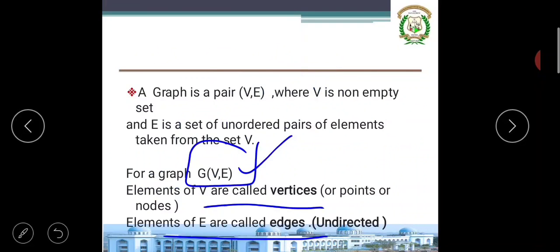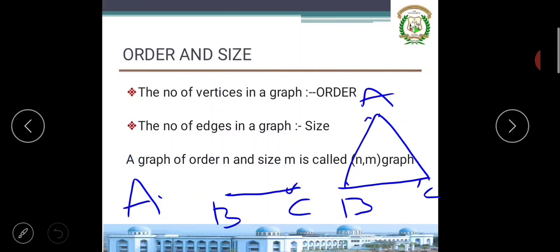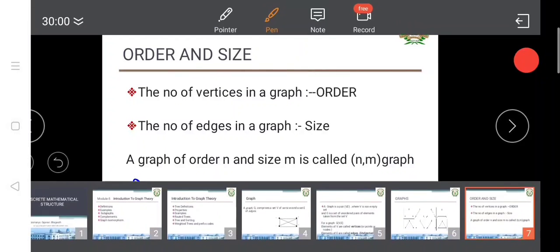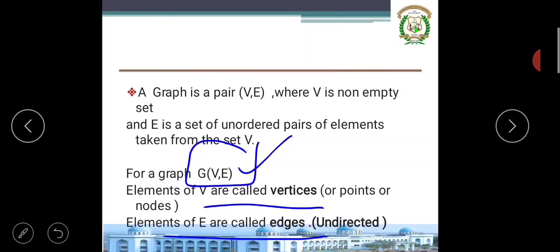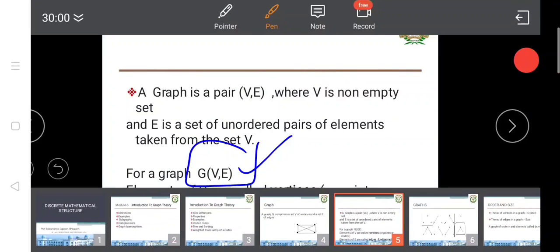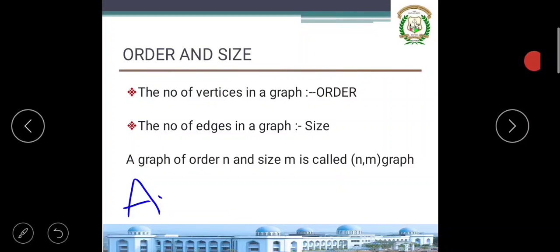Next, if you observe, these are all the graph definitions. Wait for one minute. Now, very important: one thing is very clear to us about the graph definition. A graph contains a set of vertices and a set of edges, but you have to write very clearly a set of non-empty vertices. Vertices should not be empty, but edges may be empty. At that time it is called a null graph.